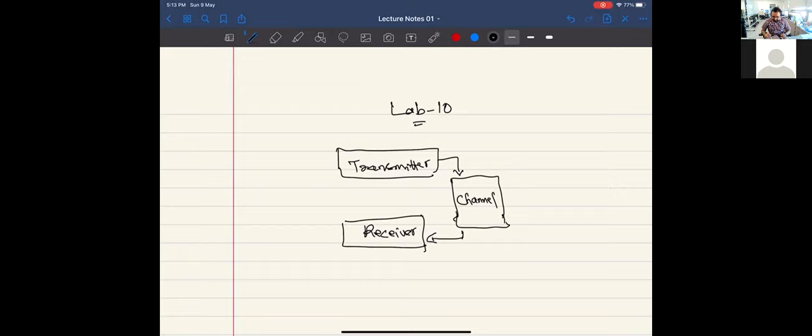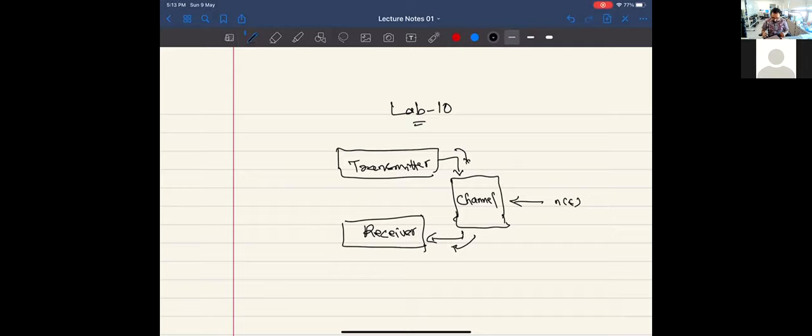So the transmitter transmitted the symbols. The symbols came into the channel. The channel added some noise to the symbols. And those are received at the receiver. And the receiver is trying at best to recover the original symbol.